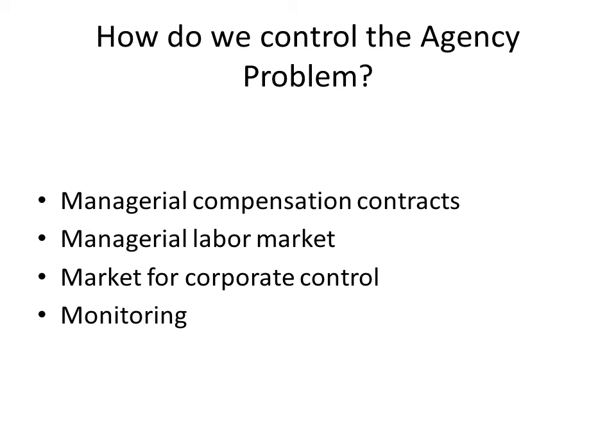Why would that be desirable? Because as the share price goes up, then shareholder wealth goes up proportionally. So that's how we can design managerial compensation contracts to help limit this agency problem. By the way, we will never eliminate the agency problem. We can only do our best to minimize the agency problem.